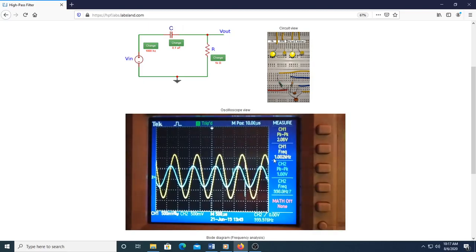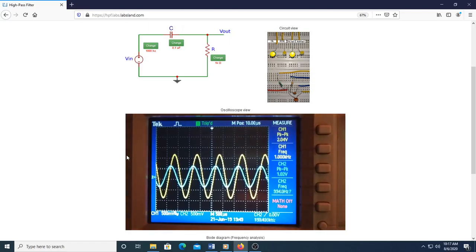Since the input frequency is 1 kHz, which is closer to cutoff frequency, the time response in the oscilloscope shows the output voltage peak-to-peak amplitude is 1 volt. It's also interesting to observe that phase of the output signal is close to that of the input signal.